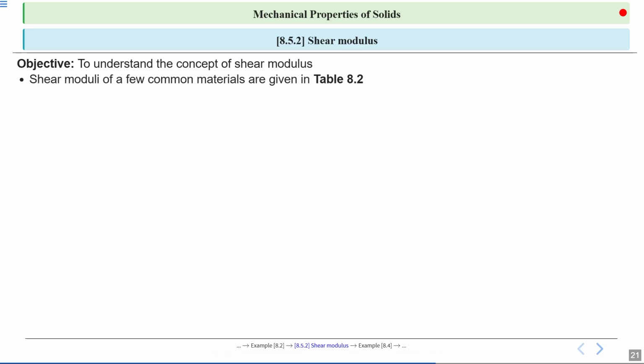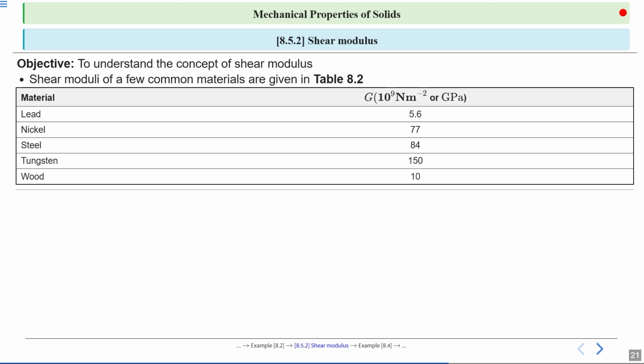Shear moduli of a few common materials: lead, nickel, steel, tungsten, and wood. Their values are: lead 5.6, nickel 77, steel 84, tungsten 150, and wood 10, each times 10 raised to the power 9 Newton per meter square.